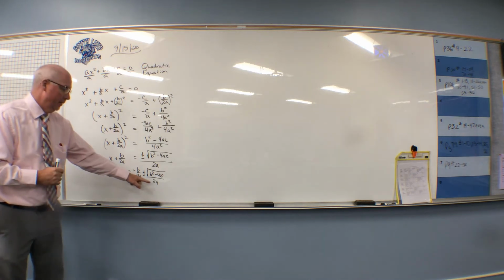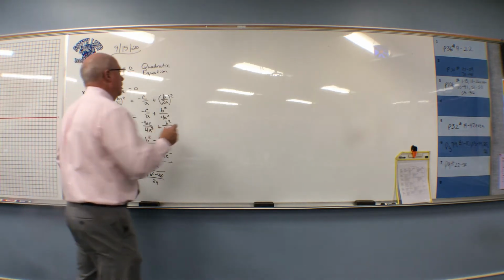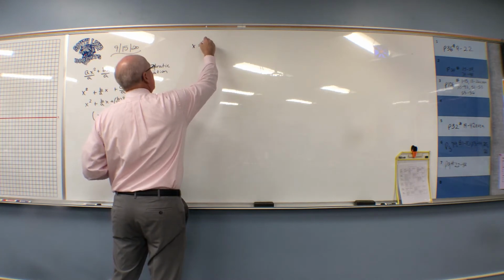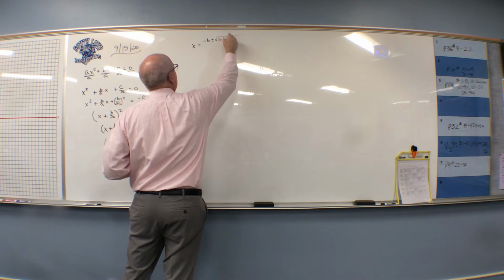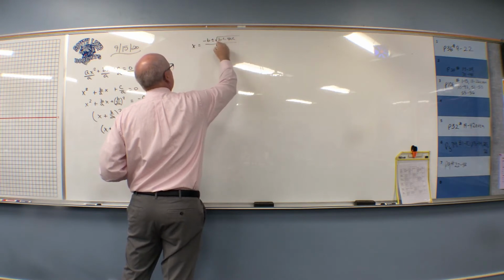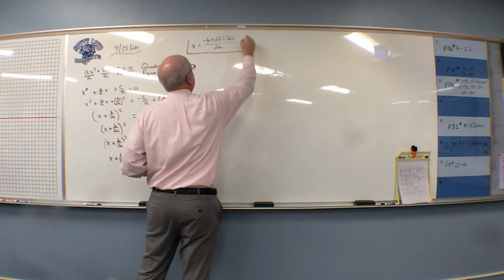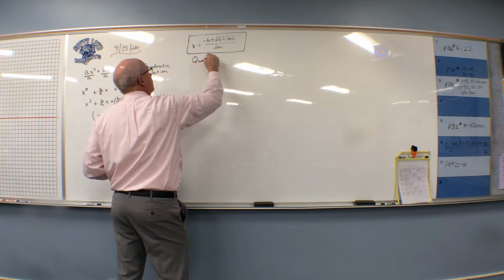And now, since they have the same denominator, I'm going to put them together. So I get x equals negative b plus or minus the square root of b squared minus 4ac all over 2a. And that, my fast furry friends, is the quadratic formula.